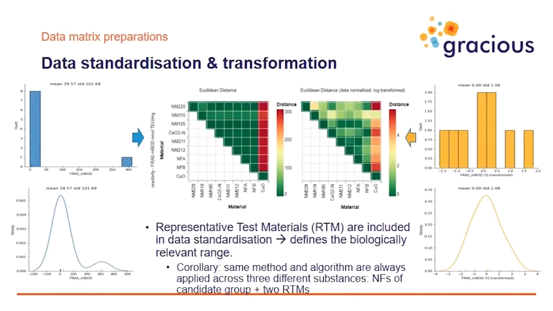The log transformation is not the only one to be used. Transforms such as Box-Cox or Yeo-Johnson can be used instead of logarithmic with the same goal. It's also important to include the representative test materials for each property, otherwise we will not be covering the entire relevant range for the property, and our results will be skewed.